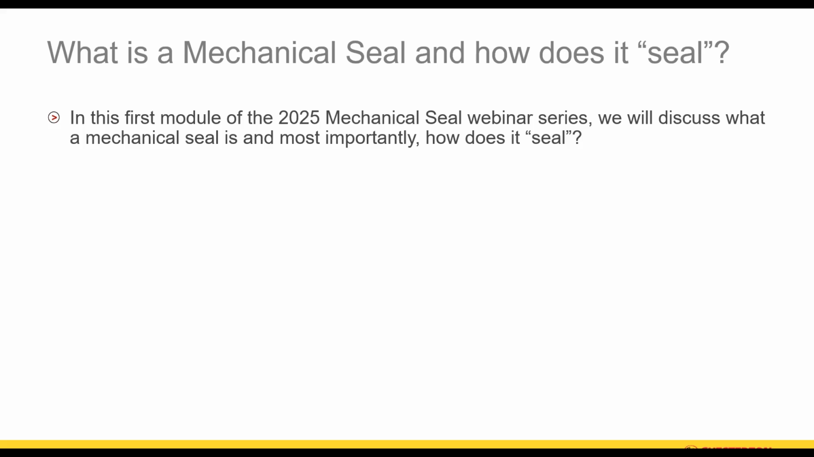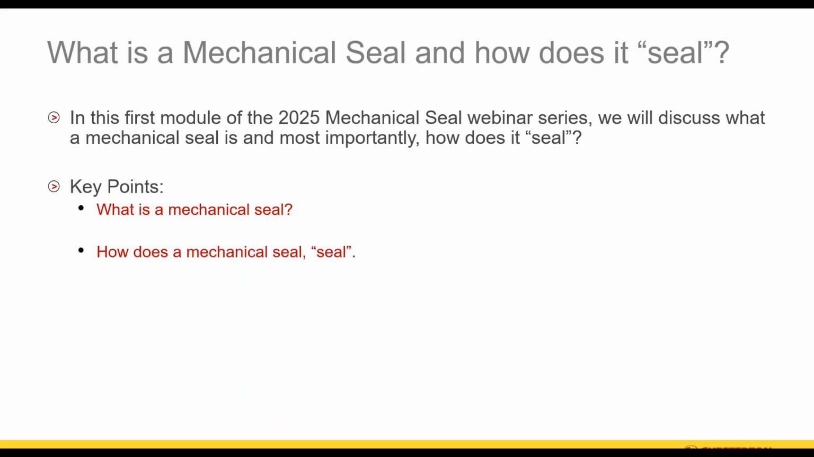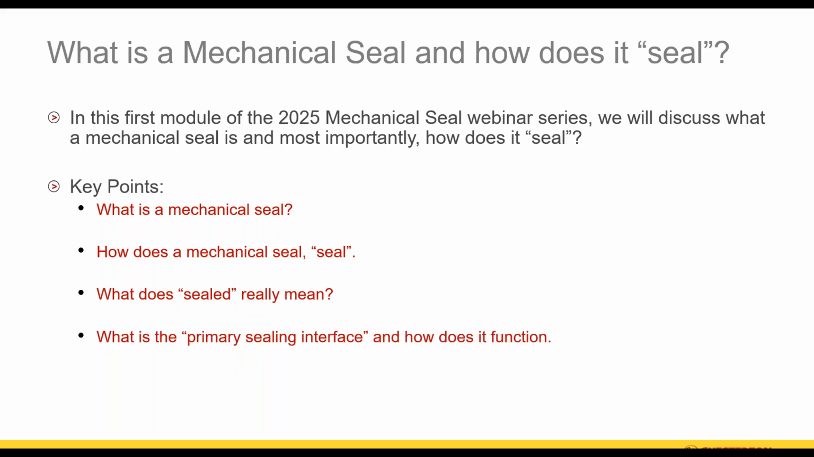So what are we going to cover today? As I said, this is the first module of the 2025 Mechanical Seal webinar series. And we really want to focus on some key points. First, what is a mechanical seal? It may be a very, very basic question, but I think it's one that we need to spend a few moments really understanding, so we're all talking from the same page. Secondly, how does a mechanical seal seal? Third, what does sealed really mean? Fourth, what is the primary sealing interface and how does it function? How does it work? How does it operate?